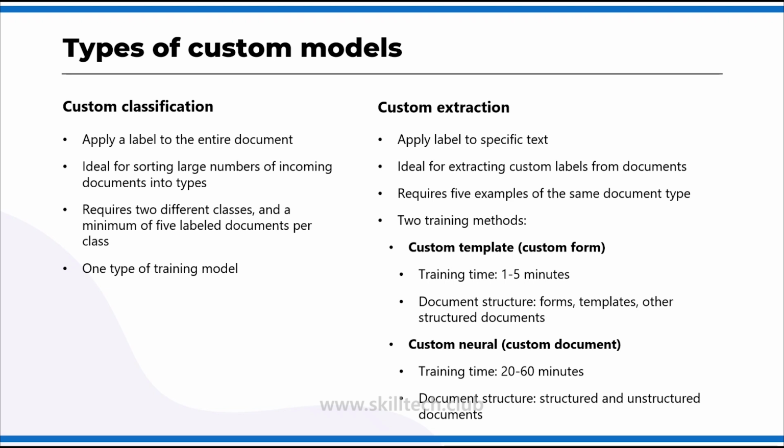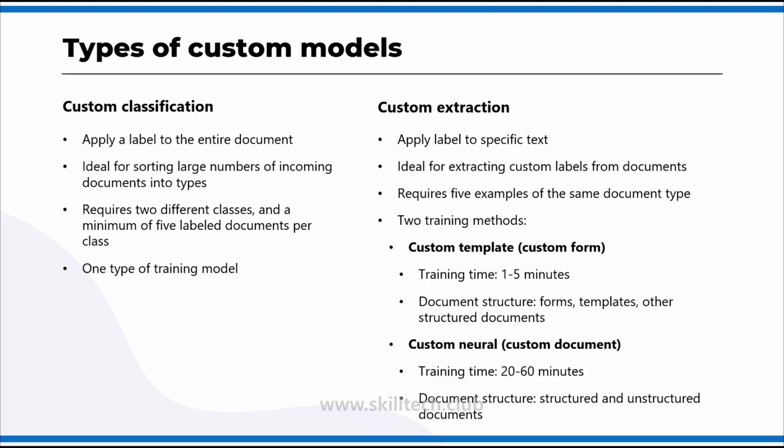This is a label which is going to be associated with some kind of text inside the document. Now this is ideal for extracting custom labels from documents, and it requires 5 examples of the same document type. There are two different training methods available inside this. You can use a custom template model. You can also use a custom neural model.